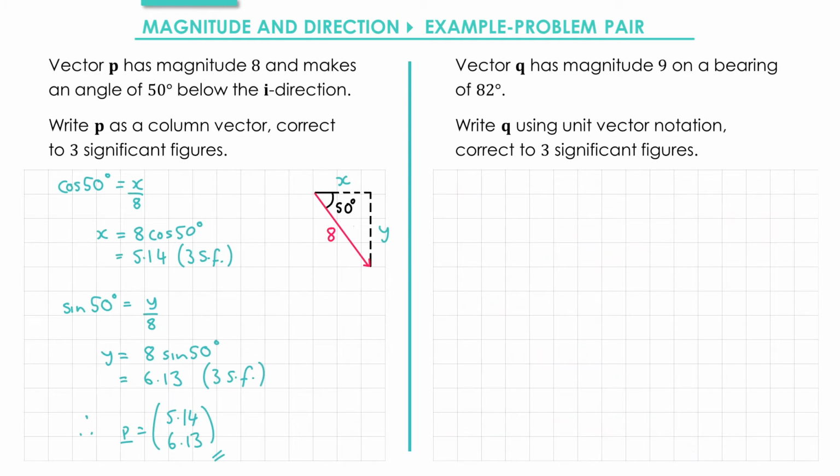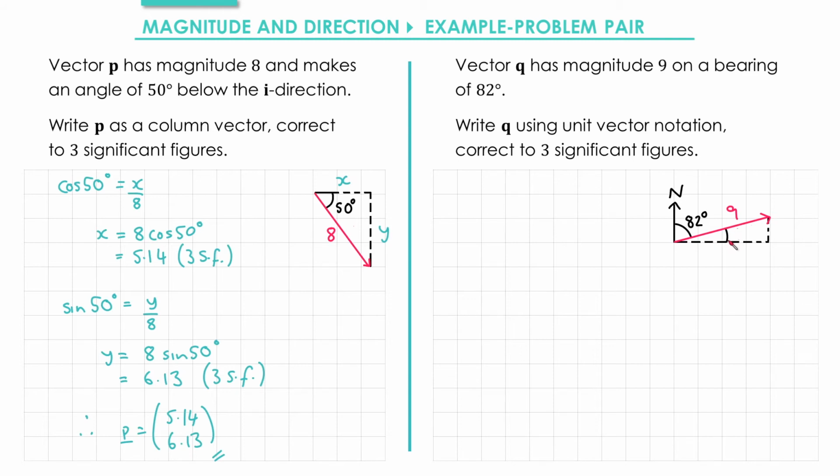So in this part we have vector q with a magnitude of 9 on a bearing of 82 degrees. We want to write it using unit vector notation. Let's start by drawing a diagram. So our angle is measured from north. Next we need to turn this into a right angled triangle. There's a couple of ways of doing it. The way I'm going to do it is like this. If you did it differently, that's okay. You can still get the same answer.